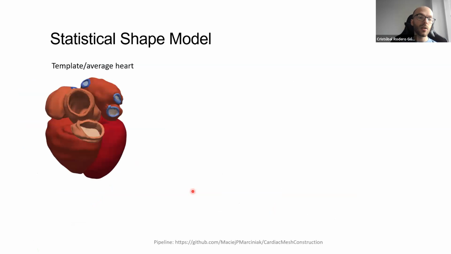Right, so this is how the template or the average heart looks like. This was from the 20 meshes. Actually, it was 19 because we discarded one of them because it had one more vein here. So that was a difference in topology, and for the diffeomorphic deformation mapping, it needs to be the same topology. Again, here I'm using topology in the engineering sense, not in the math sense, so patience.